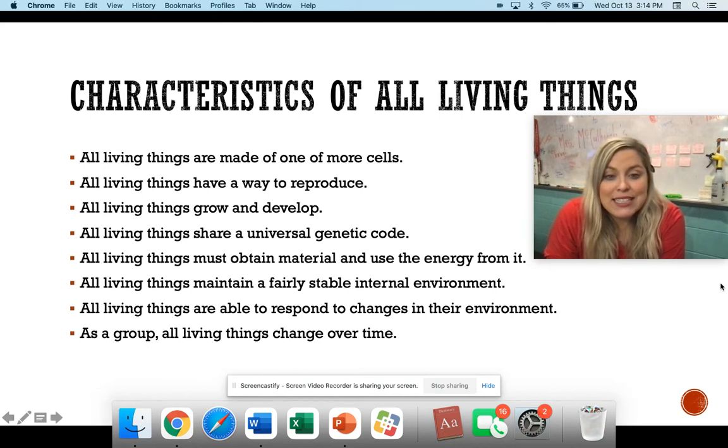All living things maintain a fairly stable internal environment. So another phrase for this is maintaining homeostasis. So our bodies have a unique way to keep.